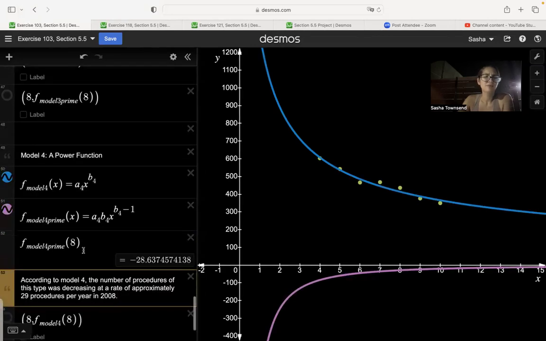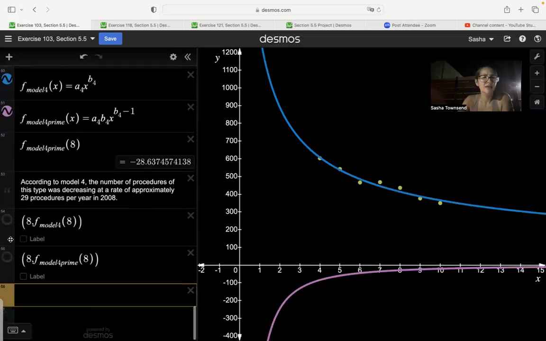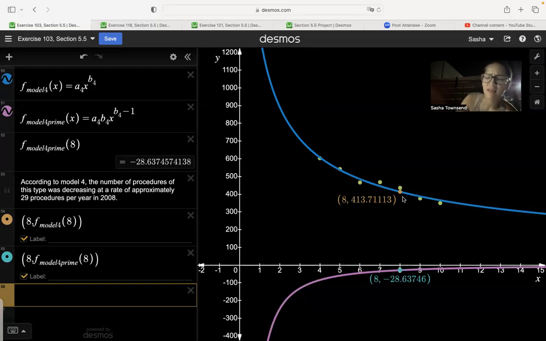And so that's what the derivative looks like. And then if I evaluate that derivative at 8, I get negative 28.6. So we're saying in 2008, the number of procedures of this type was decreasing at a rate of approximately 29 procedures per year, according to this particular model. And you can plot a point on the original graph, and you can plot a point on the derivative graph. And we see that in 2008, according to this model, there were 414 of these procedures done, and that number was decreasing at a rate of 28.6 procedures per year. And so that's that.